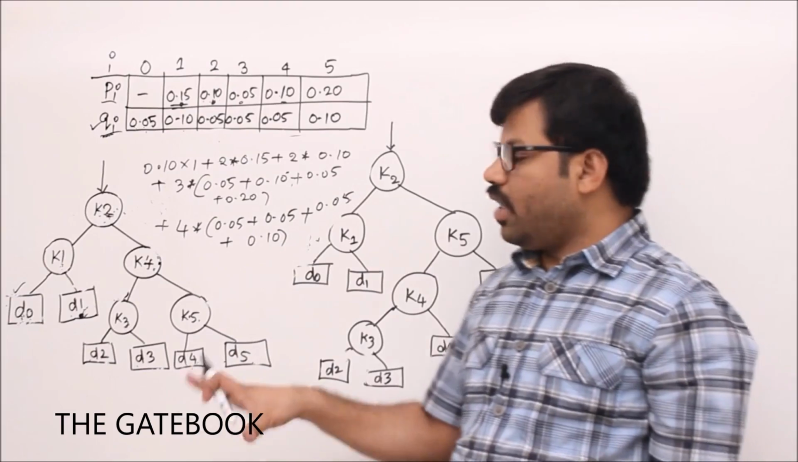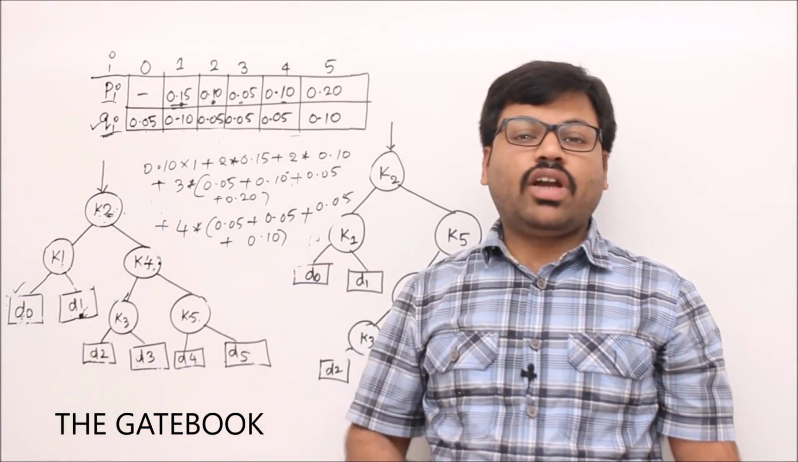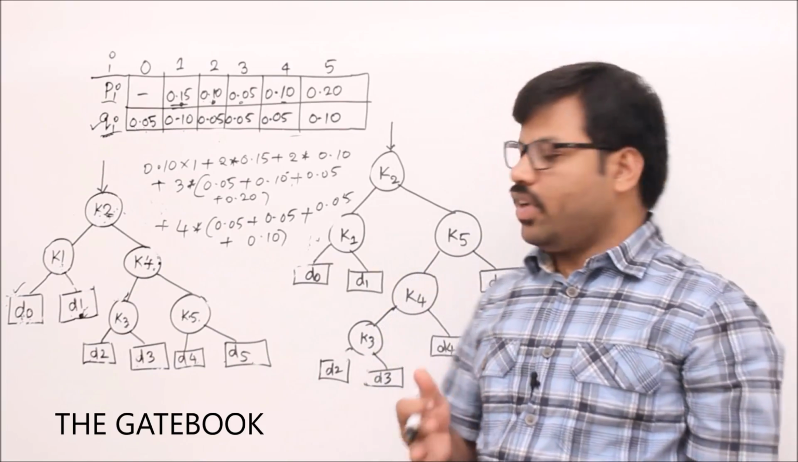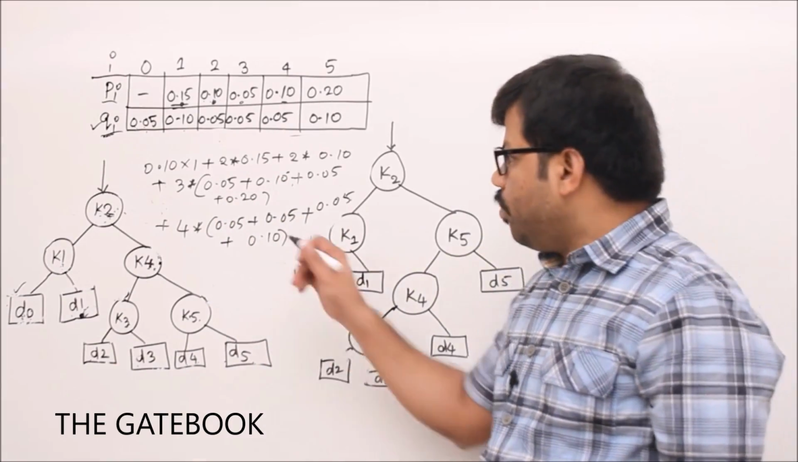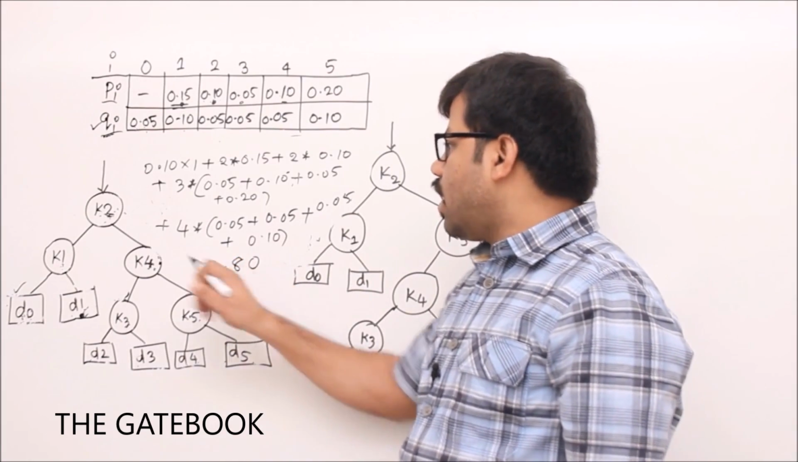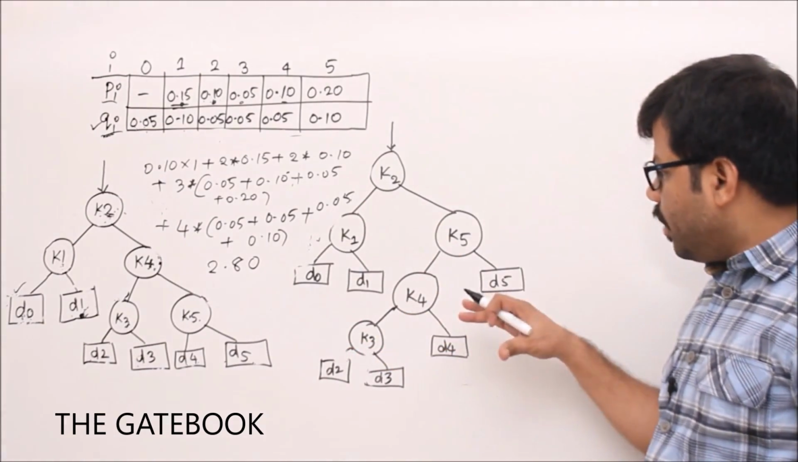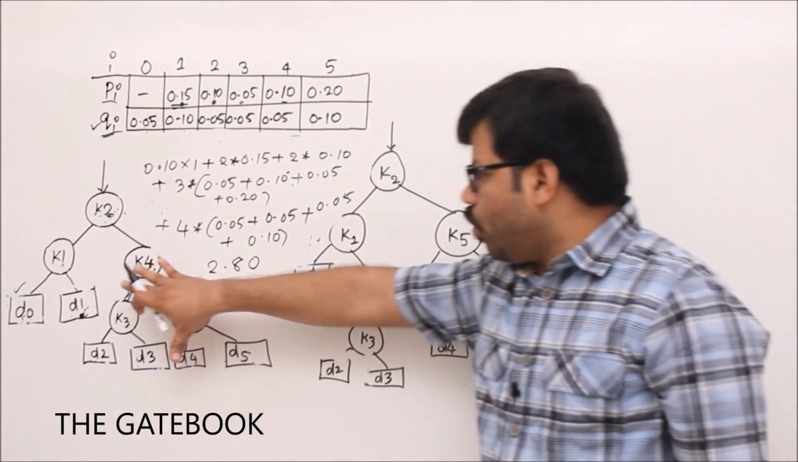So I can say that finally, in the real world, if you implement this kind of tree structure, then the cost you are going to have is this one, right? Now if we simplify this one, then we get 2.80 as the cost. So finally this is the cost of the tree, right? We'll see one more tree. So this looks a little bit imbalanced, right? And this one is looking more balanced.